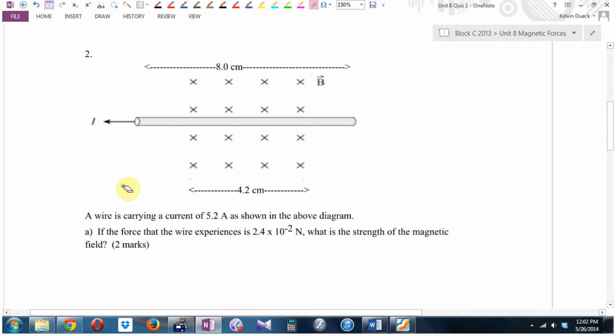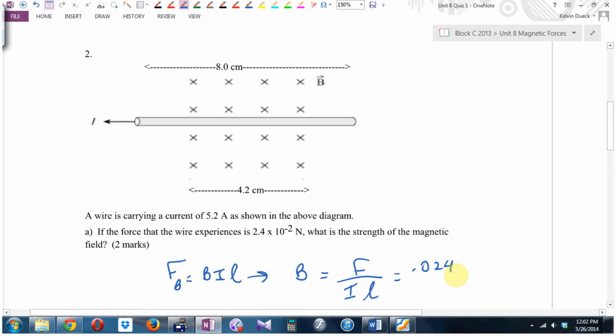Hey, now let's apply that. Oh, no, sorry, now we have the force on a wire. Now remember the force on a wire is a little bit different. It says if a wire carrying a current of 5.2 amps, as shown in the above diagram, experiences a given force, what's the strength of the magnetic field? So we said the force on a wire is BIL, so they want the magnetic field, which is going to be the force divided by IL, which is 0.024, that is 2.4 times 10 to negative 2, divided by 5.2. And then here's the question.